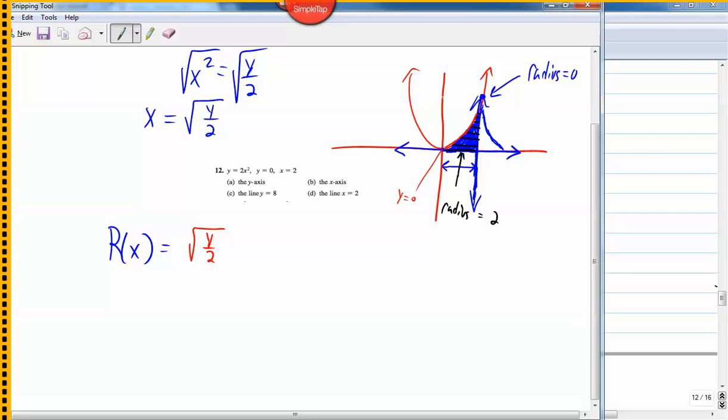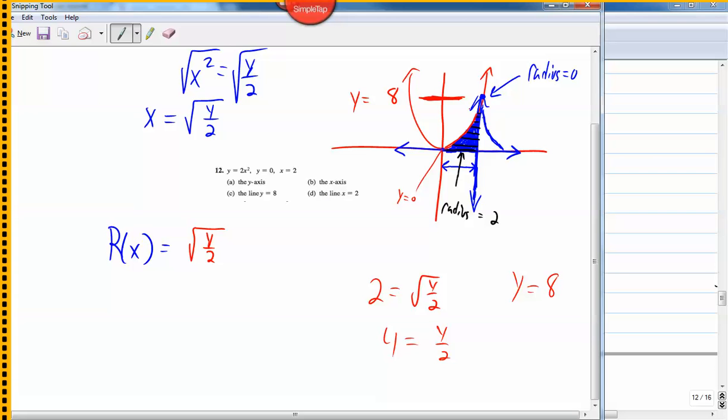Now, what's the y up here? How can I figure out what this y value is? If you set this equation and this equation equal, you'll get the intersection point here. Since I know this is x equals 2, and this is the square root of y over 2, I say 2 equals the square root of y over 2 and I solve. Square both sides, that's 4 equals y over 2. What's y equal to? 8. So this up here is the line y equals 8.